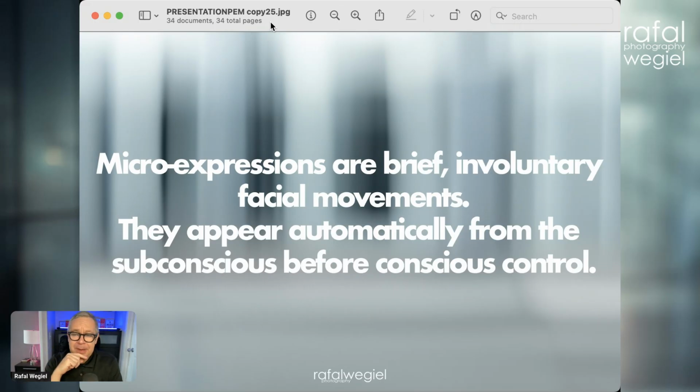Okay, now let's jump into the microphase expressions, and let's discuss this. Microphase expressions are brief, and they happen quickly, and as I said, they cannot be controlled. They come from the subconscious, and they happen even quicker than the facial expressions, right? This is extremely, I'm not saying rare, but we have to really pay attention to them, because we cannot just direct someone and say, hey, do this, do that, and they're going to happen.